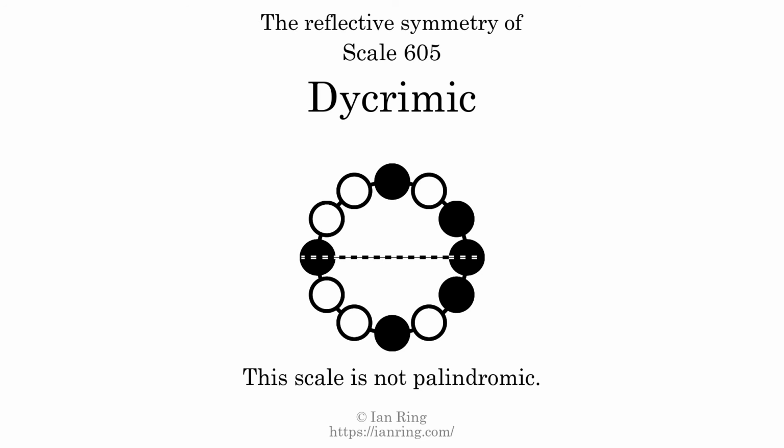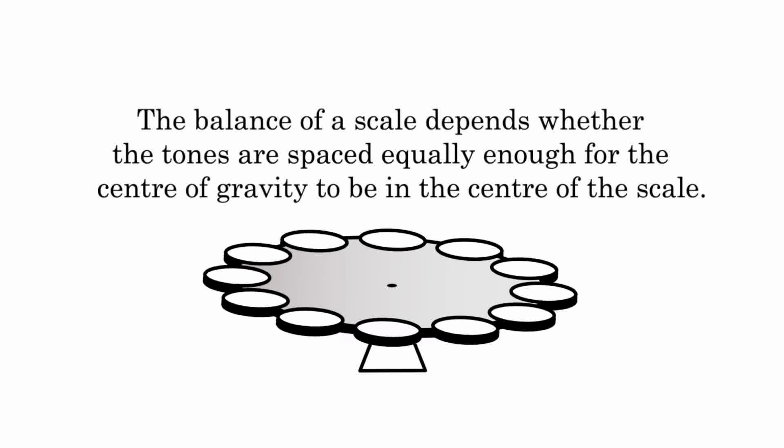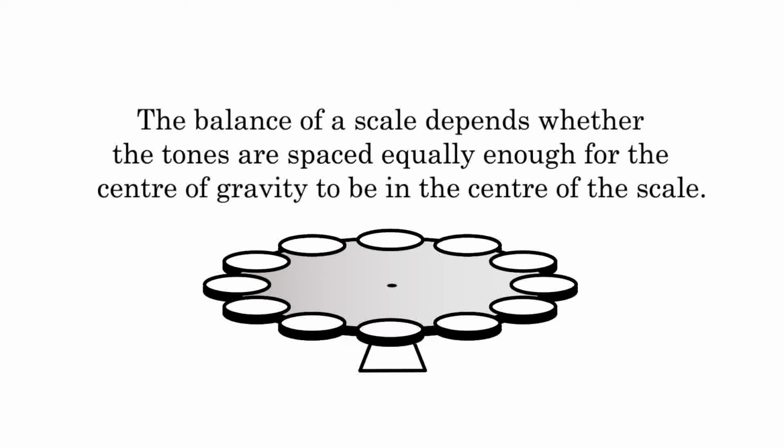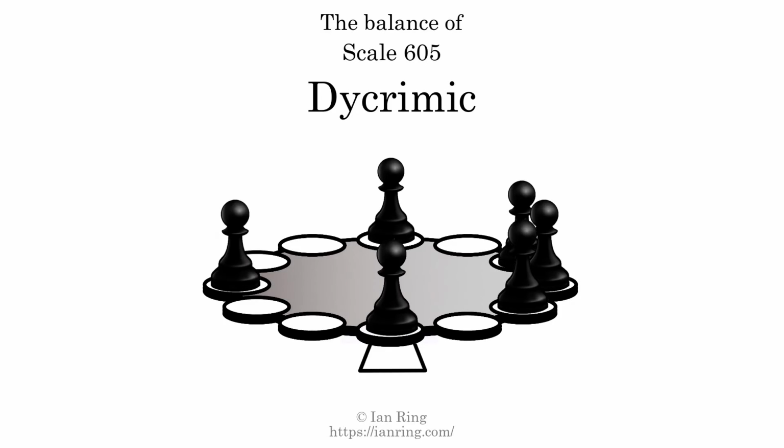This scale has reflective symmetry across an axis position 3 semitones from the root. This scale has a different pattern of intervals ascending and descending, so it is not palindromic. This scale has 1 ridge tone. Here, the balance of a scale depends on whether the tones are spaced equally enough for the center of gravity to be in the center of the scale. This scale is not balanced.